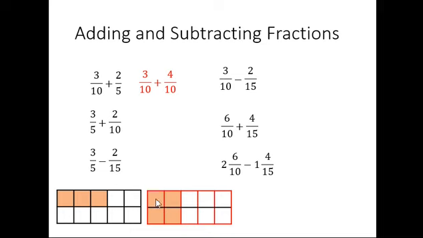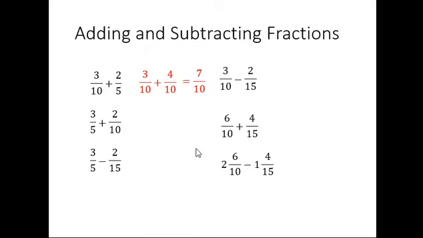So 3 plus 4, well, that's 7/10 altogether. Each of these is 1/10, we have 7/10 altogether. So when you add fractions with a common denominator, you just add the numerators and you leave the denominator the same. 3/5 add 2/10. Well, it's similar.